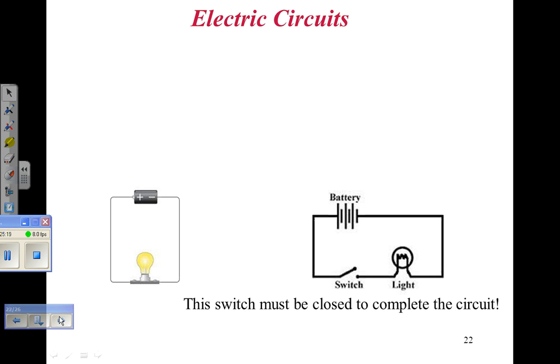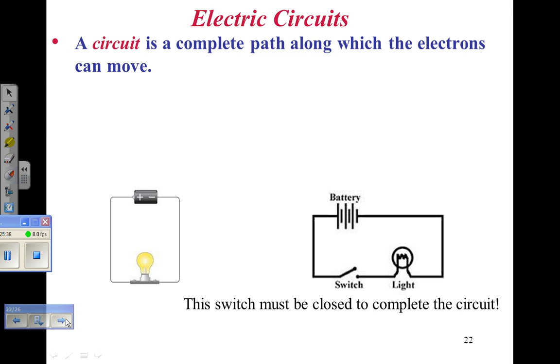Electrical circuits. To have an electrical circuit, you have to have a complete path. What's wrong with the circuit over here on the right? You've got a battery, a light, and a switch. The switch is open, right? We got to close the switch to have a circuit? That's correct. We've got to have a complete path. Okay.